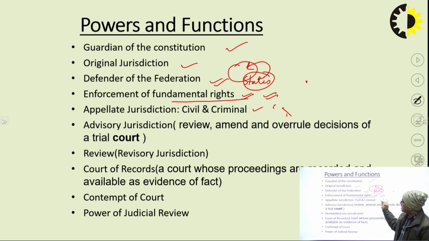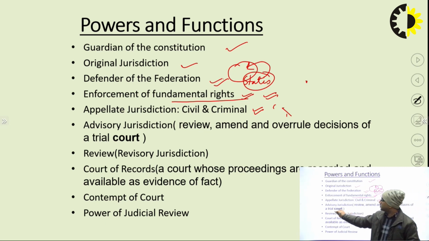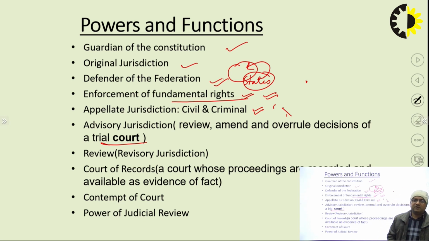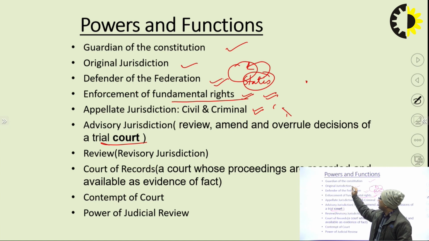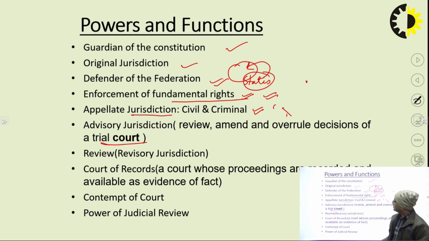Then next is the appellate jurisdiction. Here, in case in a lower court or a trial court a certain decision is given, and the parties are not very satisfied, the aggrieved party may approach the High Court or Supreme Court for further analysis, for further decisions. Then next, the advisory jurisdiction. It can also review, amend and overrule decisions of a trial court.